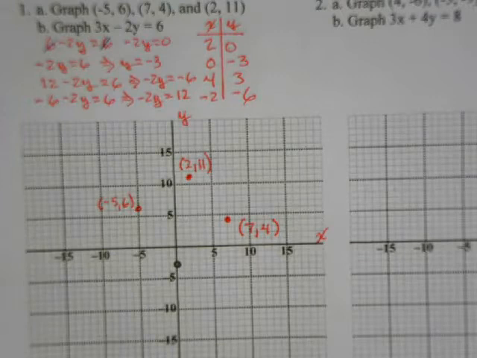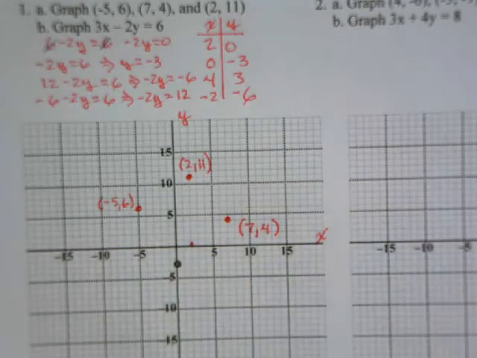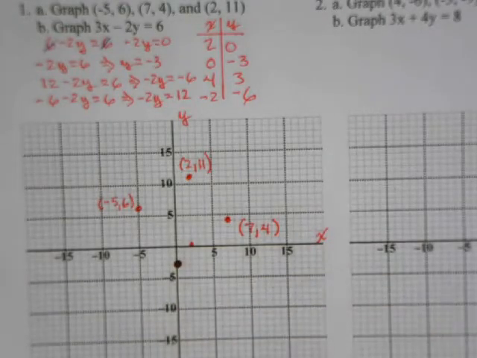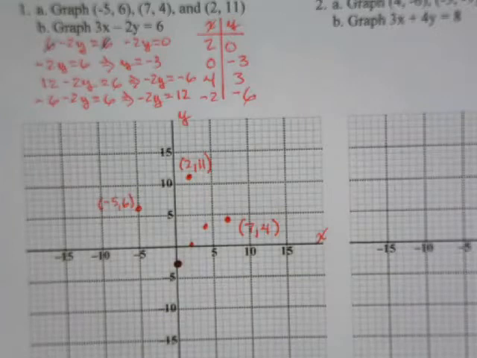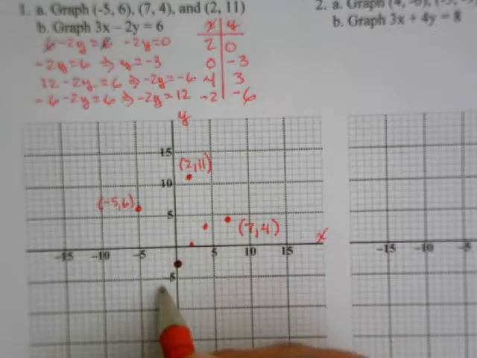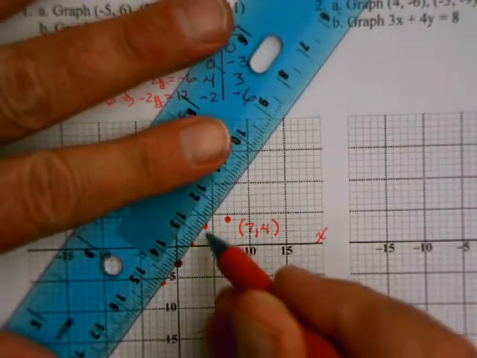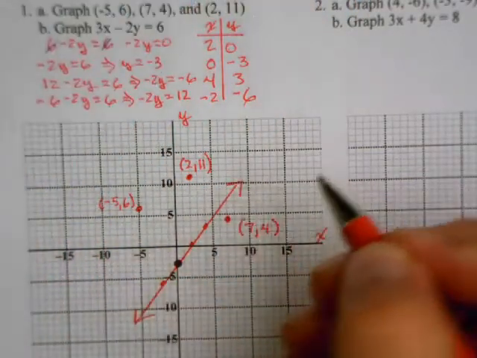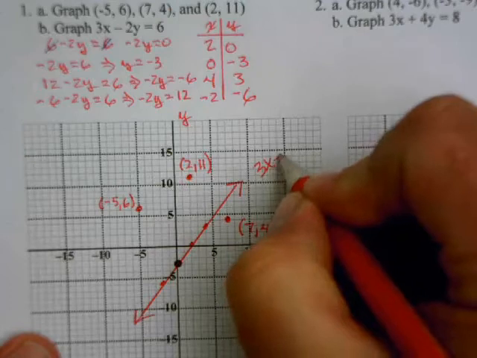Let's see, 2, 0. So that's 2, 0. And then I've got 0, negative 3. So there's 0, negative 3 there. And 4, 3. And negative 2, negative 6. And you should see these are lining up. And so there is my graph of 3x minus 2y equals 6.